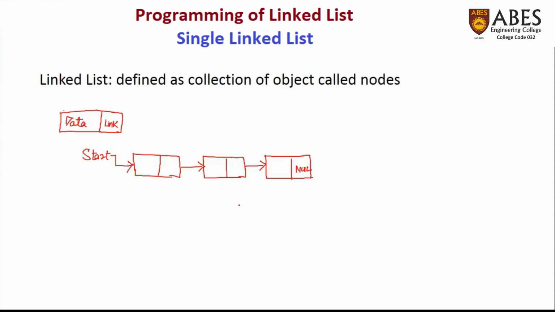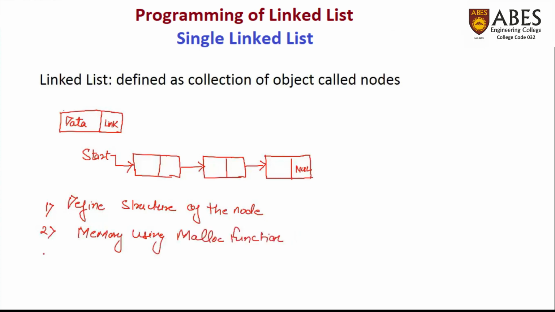To create a linked list in C programming, first of all, we have to define the structure of the node. Next, we have to dynamically allocate memory using the malloc function for the node. And in the third step, once the node has been created, we have to attach the node or link the node in the linked list at the end. Let's see these three steps one by one.